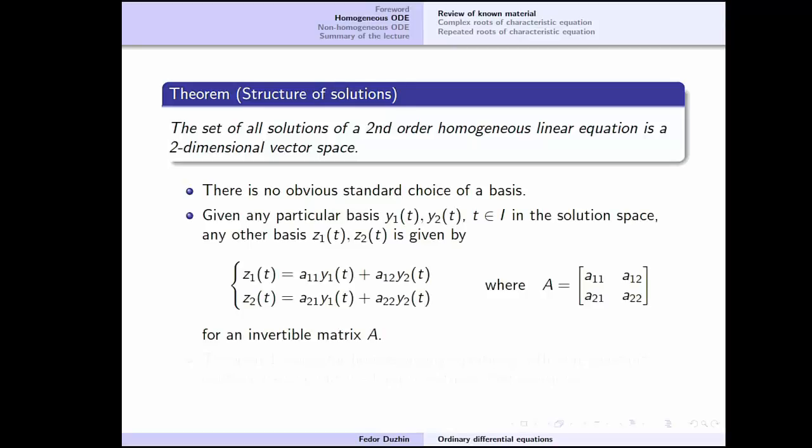So here is an example. Sorry, the example will be later. Given any particular basis, any other basis can be constructed from the given basis by multiplying with an invertible matrix A. This is material from linear algebra.